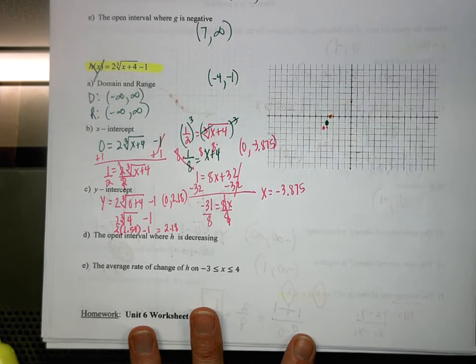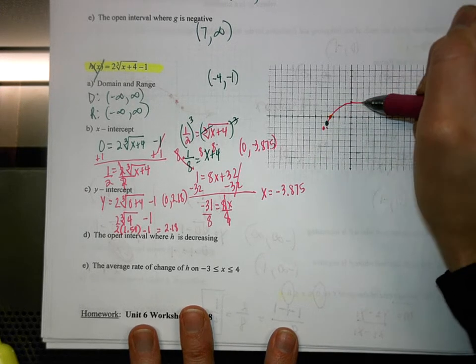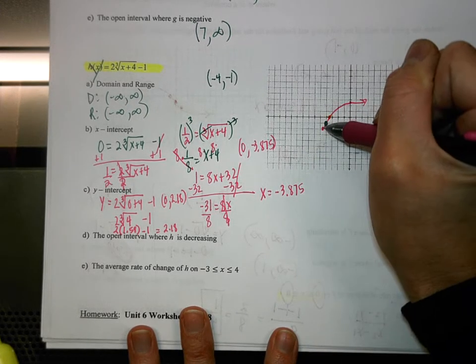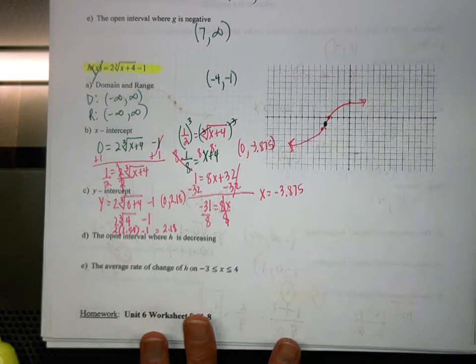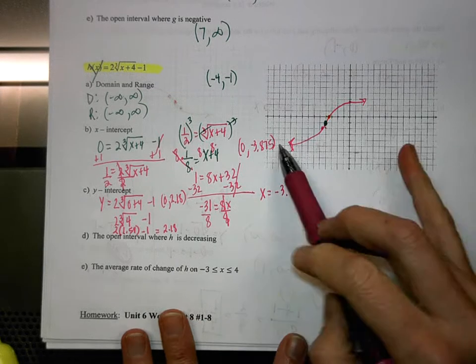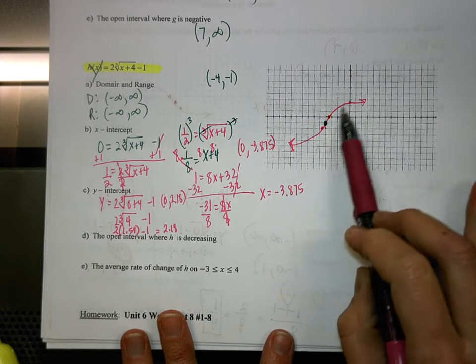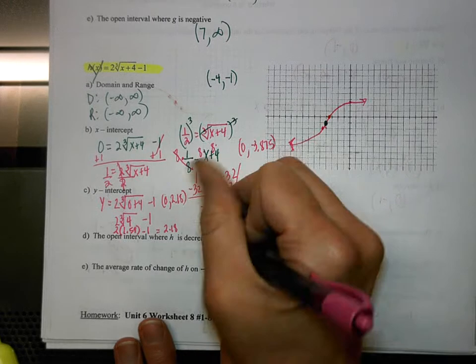Okay, and so this is curving up and over, and this is curving down and left. And so we have our cube root function graph. Working from left to right, you can see that this is increasing. This is asking where it is decreasing. In this case, it is not decreasing. It is none.